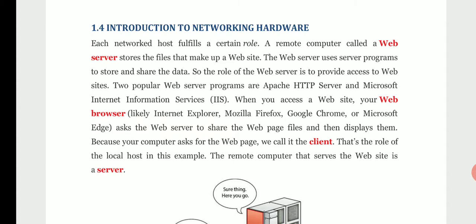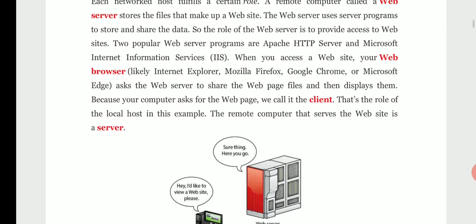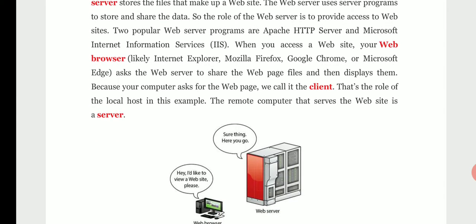So now, introduction to networking hardware. Each networked host fulfills a certain role. A remote computer called a web server stores the files that make up a website. The web server uses server programs to store and share the data. The role of a web server is to provide access to websites. Two popular web server programs are Apache HTTP Server and Microsoft Internet Information Services, that is IIS.